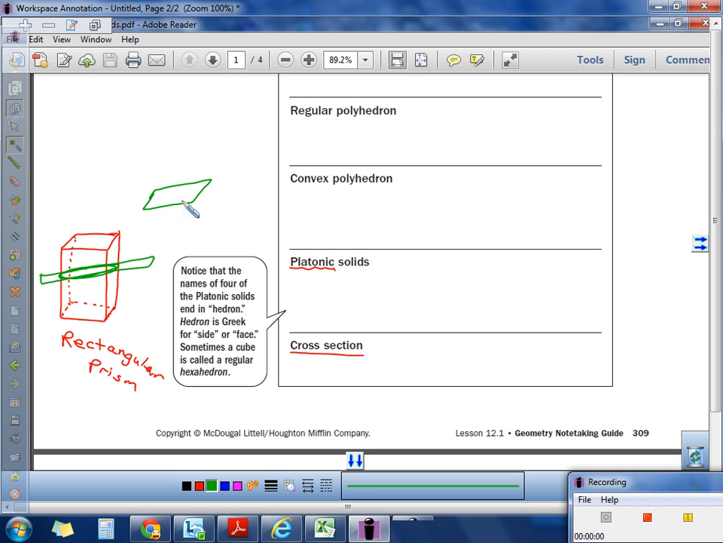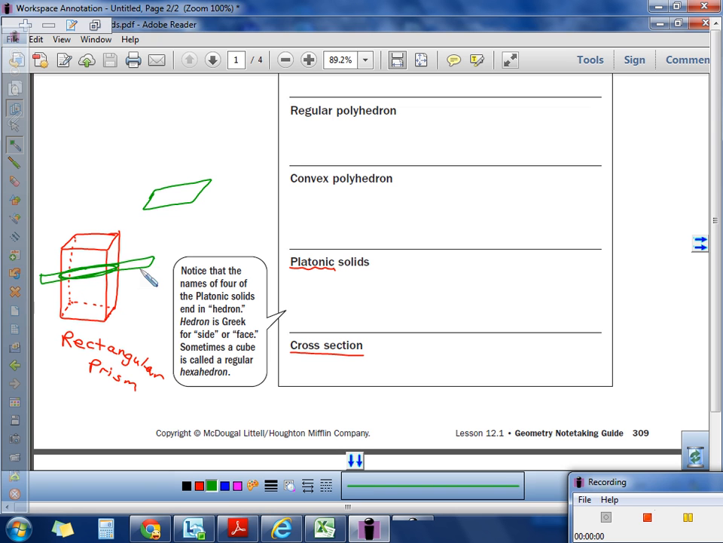What shape is that? Parallelogram. Yeah, that would be a good answer. Depending how this is actually sliced, it could be a rectangle, depending on the perspective and how it was sliced. So that's an example of a cross-section.